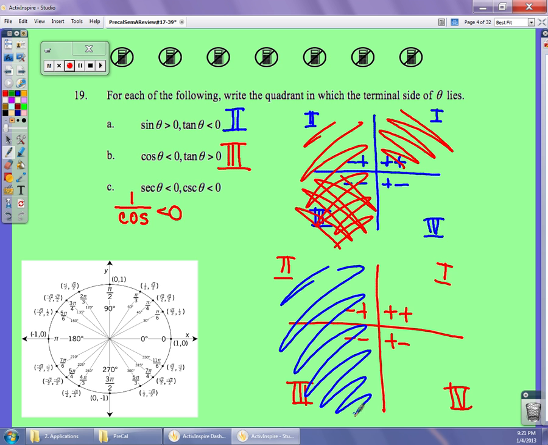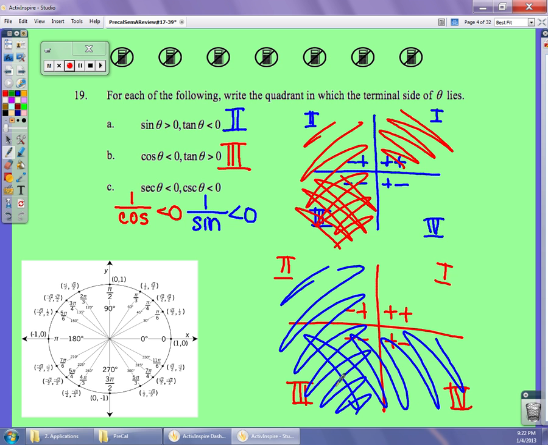And it says cosecant is less than 0. Well, we know that's the reciprocal of the sine function. If that is less than 0, then we have to go where sine is less than 0, which of course is the bottom half of our coordinate plane. And again, the double shading appears in quadrant 3.